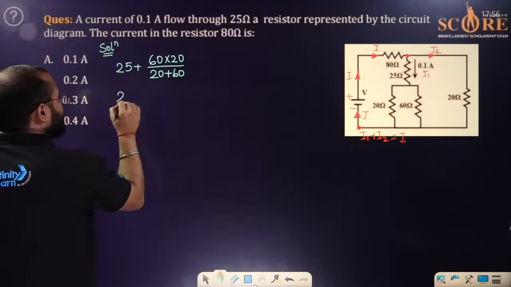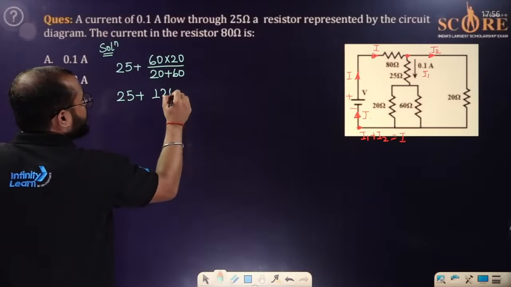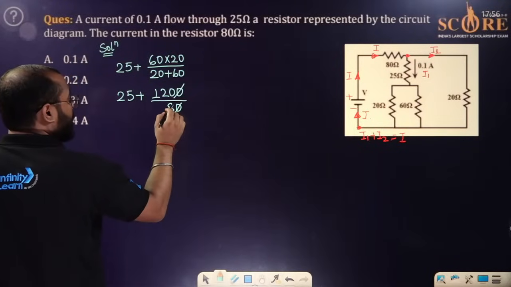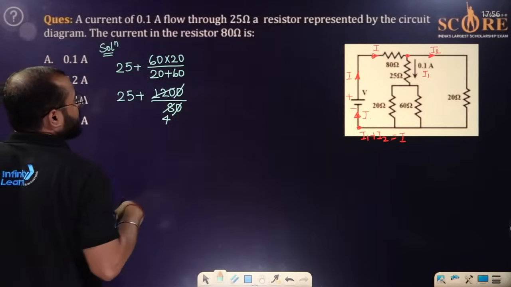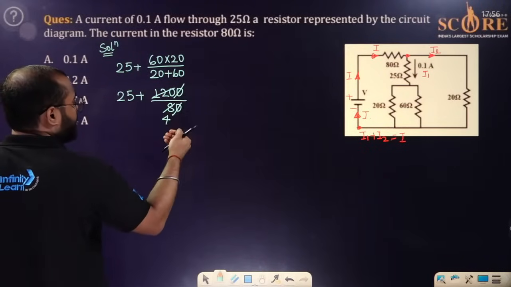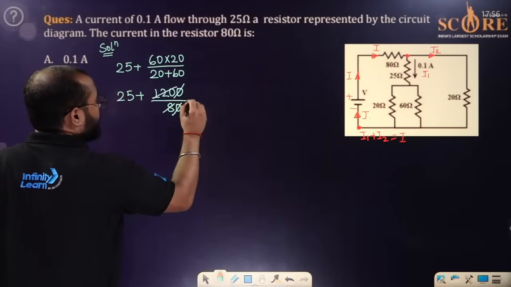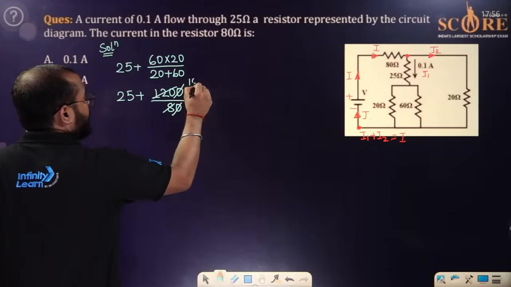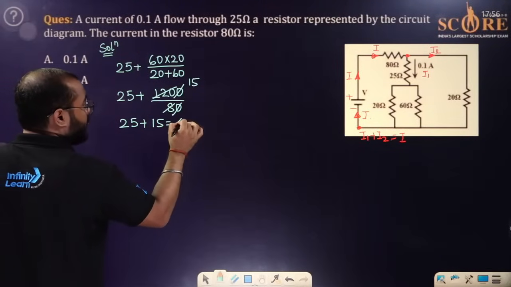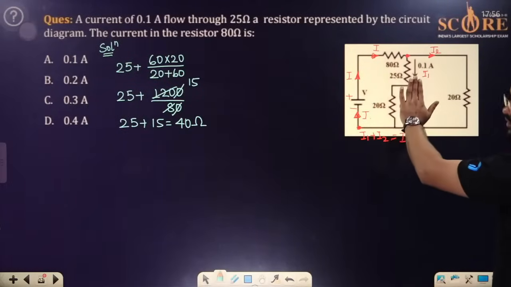If you try to solve this, 25 plus 1200 divided by 80, everyone. This and this cancel out. This is 4, this is going to be half, that is going to be 60. I believe it is going to become 15, everyone. This and this cancel out. It is going to be 15. So 25 plus 15 is going to be 40 ohm. So 25 plus this entire resistance became 40.